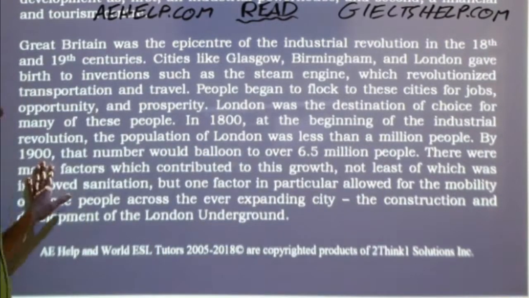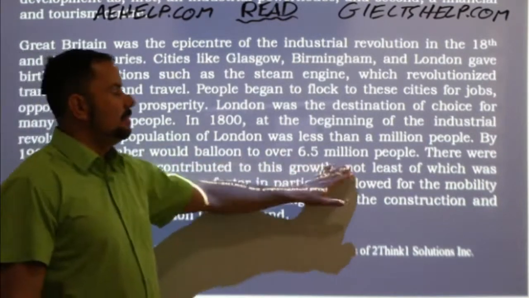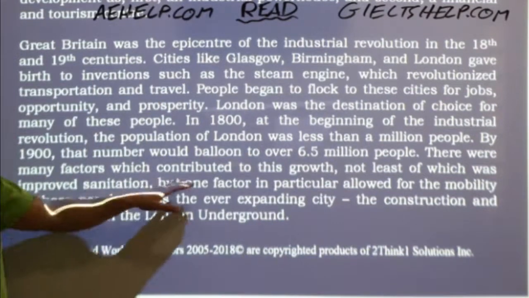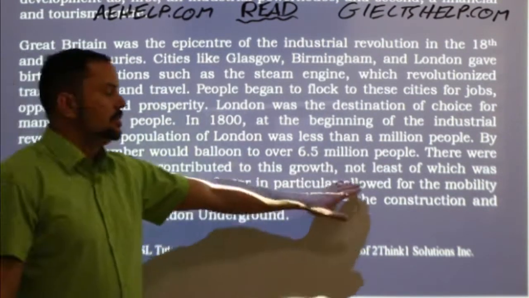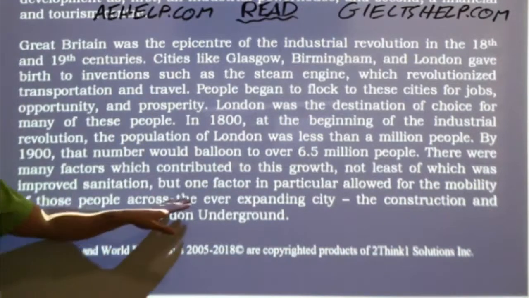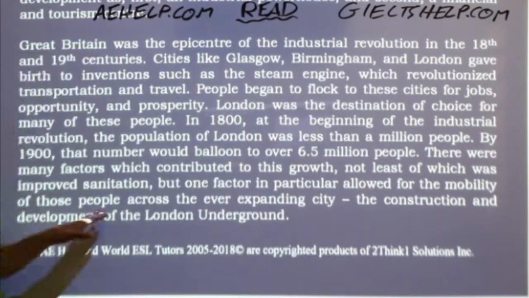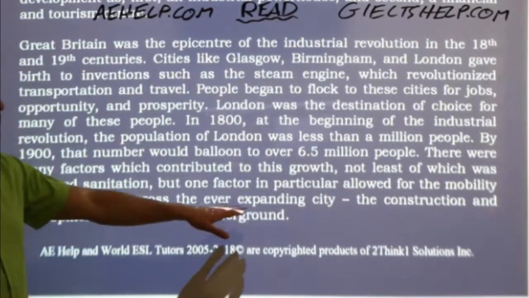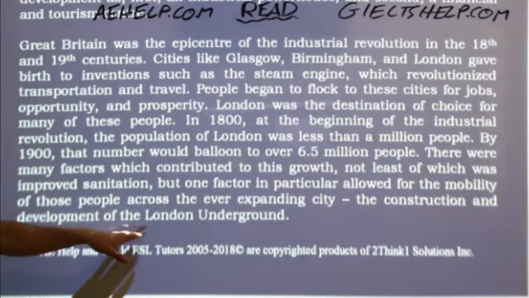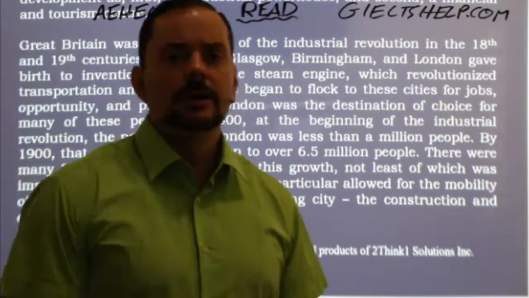By the 1900s, that number would balloon to over 6.5 million people. There were many factors which contributed to this growth, not least of which was improved sanitation. But one factor in particular allowed for the mobility of those people across the ever-expanding city: the construction and development of the London Underground. What are we reading about here, students?